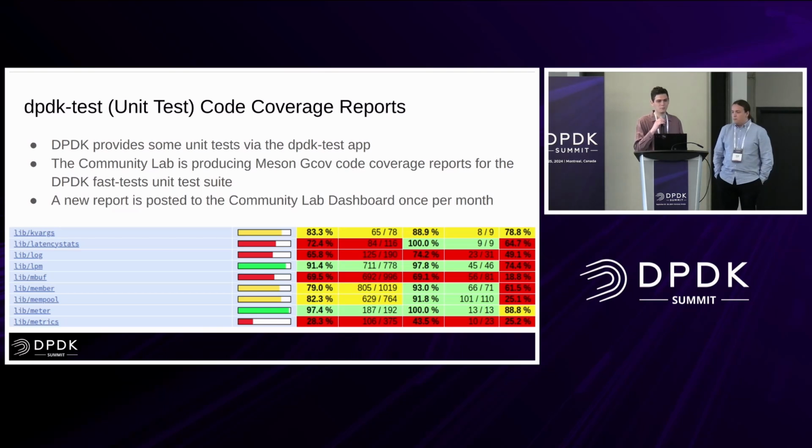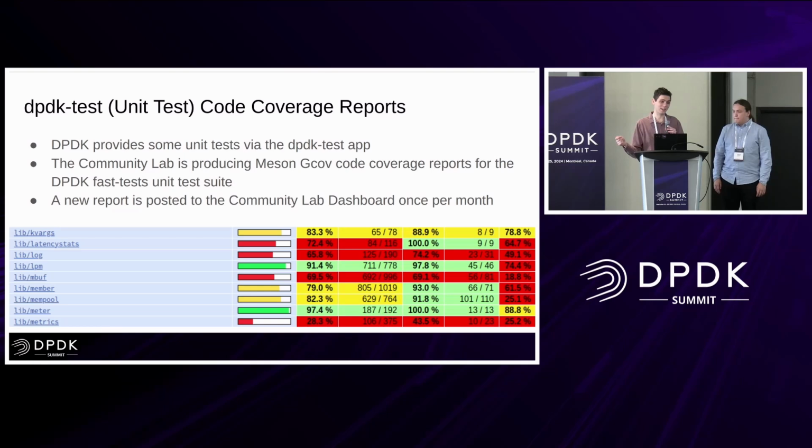So we've started publishing code coverage reports on our DPDK Community Lab dashboard. A little background, DPDK provides a DPDK test app for running unit tests, which you can trigger via Meson. That's the easiest way if you want to run a whole suite. There's a few suites, and we're running the fast test suite across a bunch of different environments at the community lab on a per patch basis.